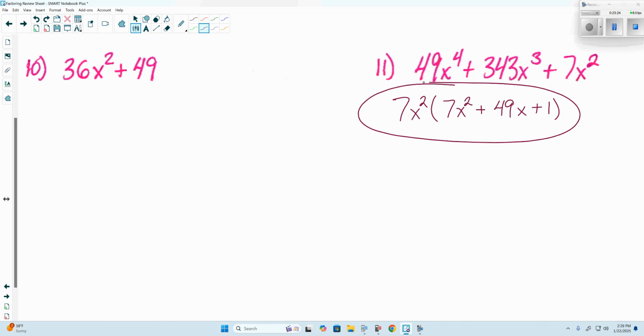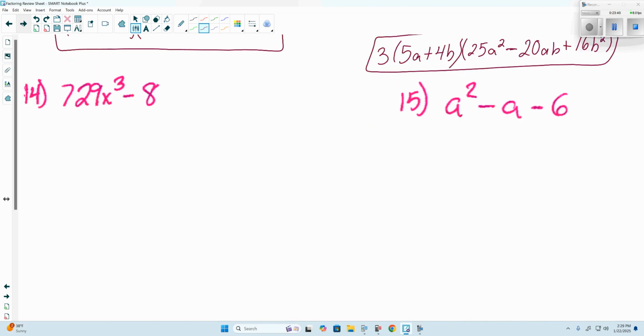And that's it. Most of the ones on the test, when it's just a greatest common factor, like 11, what's inside is going to end up being just 2 terms. Yes, let's look at 15. Also, 10's not on the test.